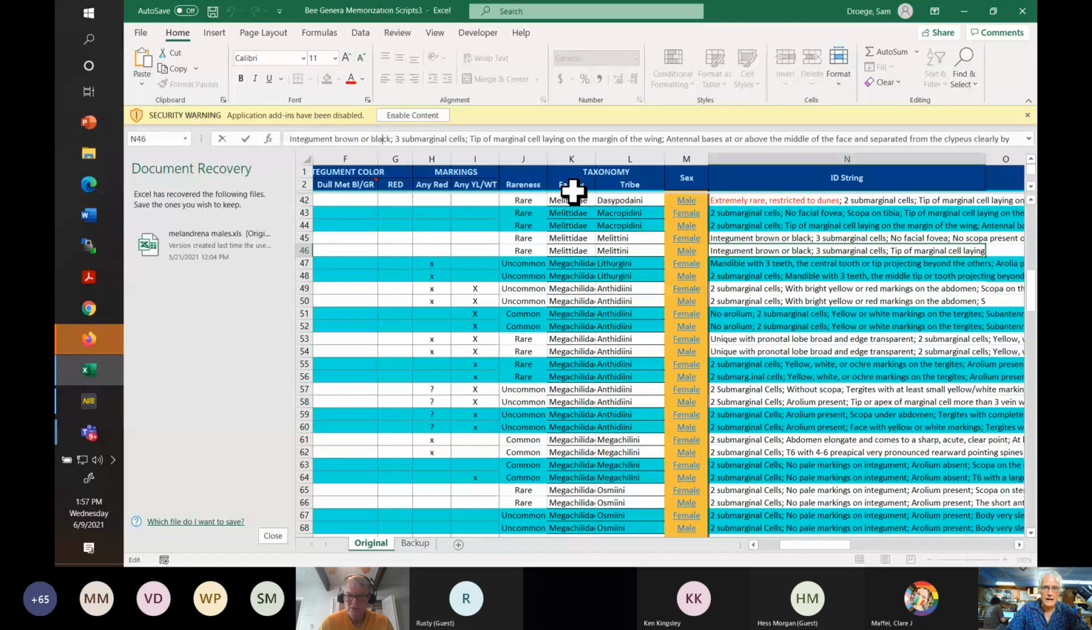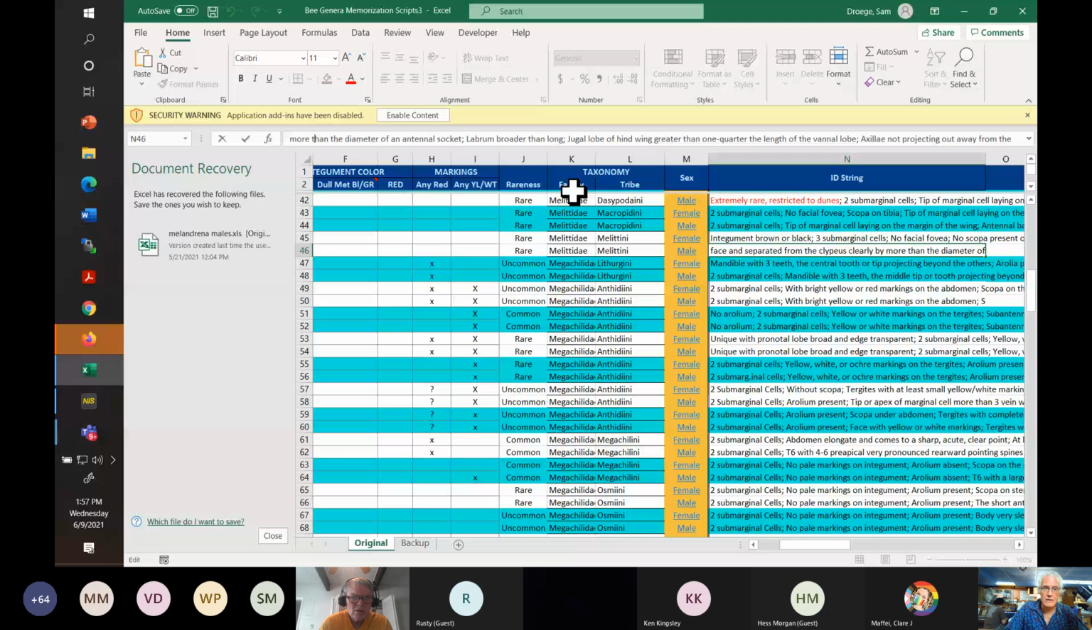Okay, here's Melitta. Okay, female on top, male at the bottom. So the female does not have the facial fovea. Okay, what do we say here? Integument, brown or black. 3 submarginal cells. Okay, neither of those separate from Andrena. Tip of marginal cell laying on the marginal wing. Ditto, same as Andrena. Antennal bases at or above the middle of the face. Not different from Andrena, but different from Dufourea, which is something similar.